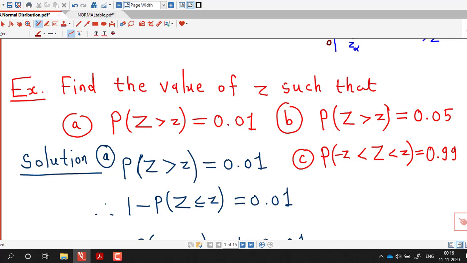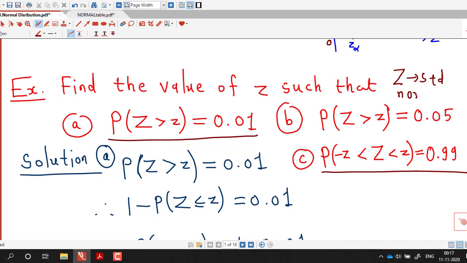So we understand with the help of an example. Find the value of z such that probability that capital Z greater than z is 0.01, probability that capital Z is greater than z is 0.05, and probability that Z lies in between minus z and z is 0.99. Here capital Z is of course a standard normal random variable.